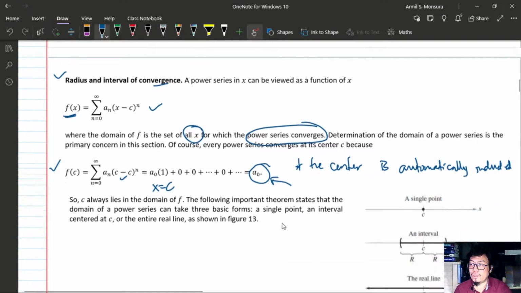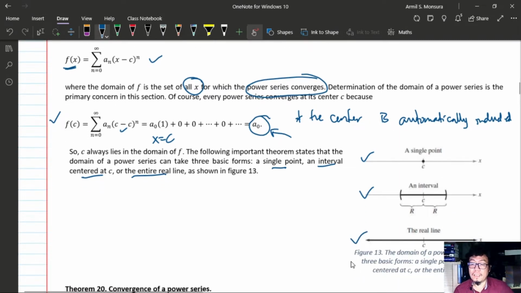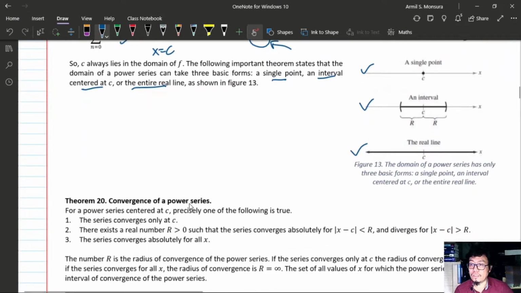Now, the following theorem states that the domain of a power series can take three basic forms. It can either be a single point, an interval centered at c, or the entire real line. So the possibilities for the domain of your power series are illustrated here in figure 13. It's either that your domain would only have a single point, or it would be within a certain interval centered at c, or it would be the entire real line. These possibilities are stated in Theorem 20, the convergence of a power series.